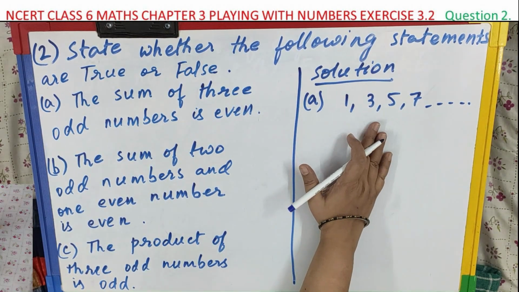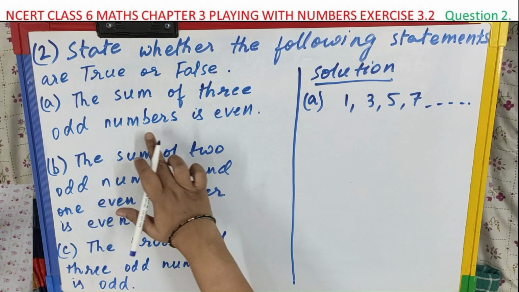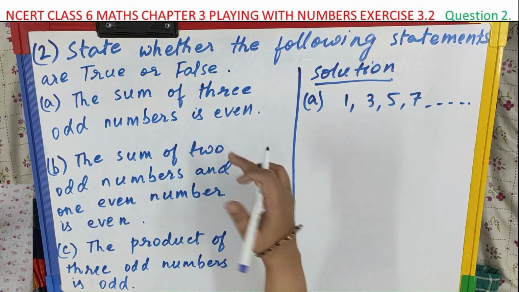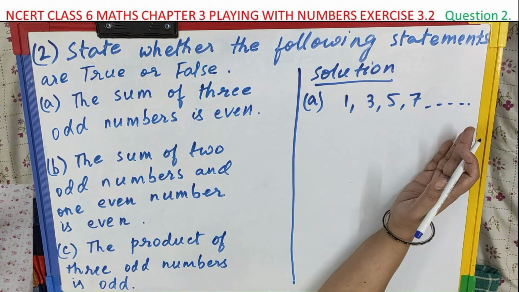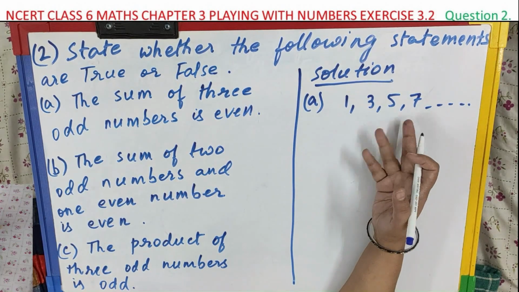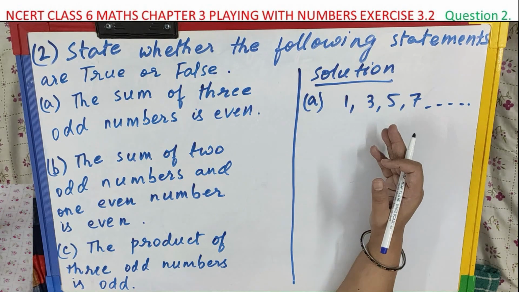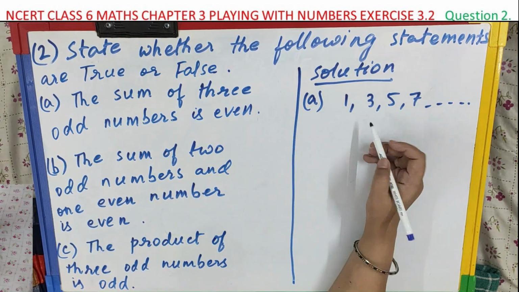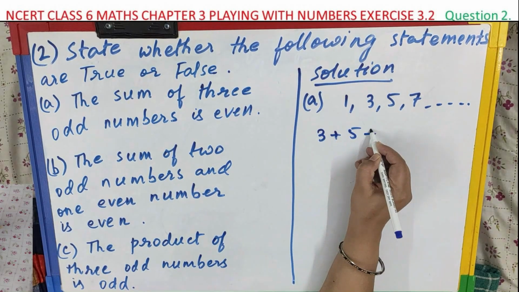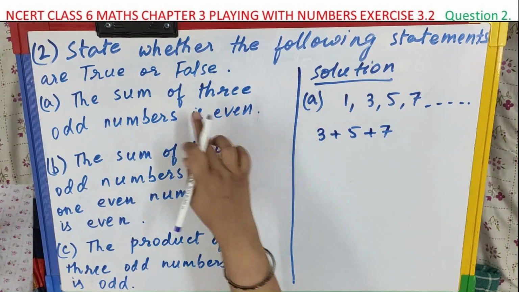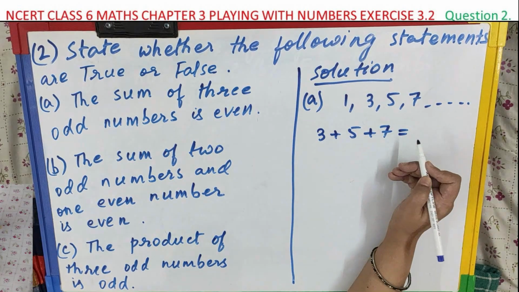We have seen what odd numbers are. The sum of three odd numbers is even. So let us take three odd numbers. We can take any odd numbers, but we will take a few examples and see whether the sum is even or not. We will take 3, 5 and 7: 3 plus 5 plus 7. These three are odd numbers. What is the sum?